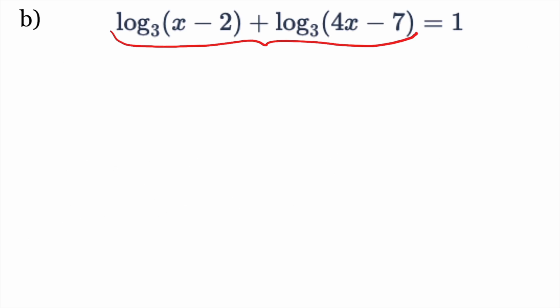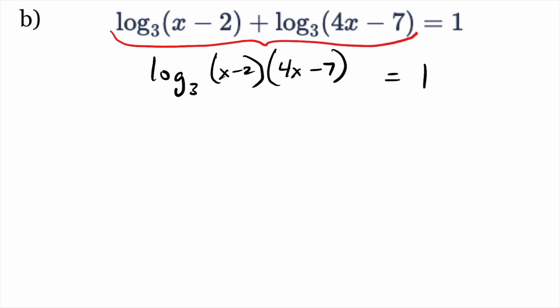Okay, if I want to combine those, what property do I use? Product property, product rule, right? (x minus 2)(4x minus 7). Okay. Done. Step 1, condense them. Good. Step 2, convert to an exponent.